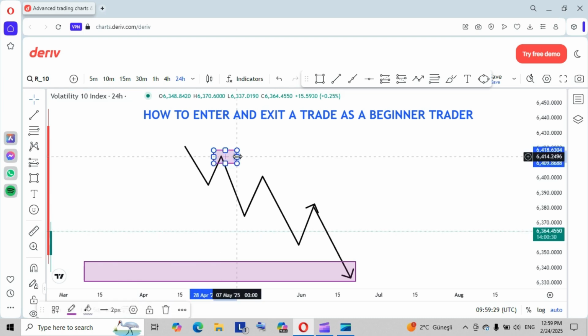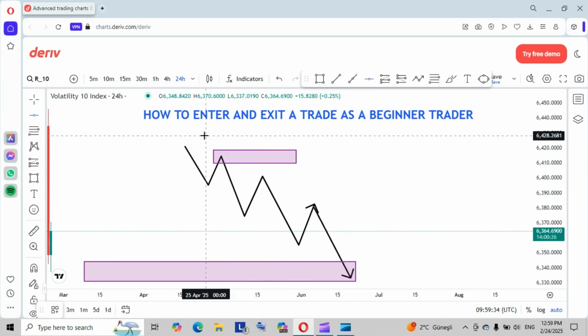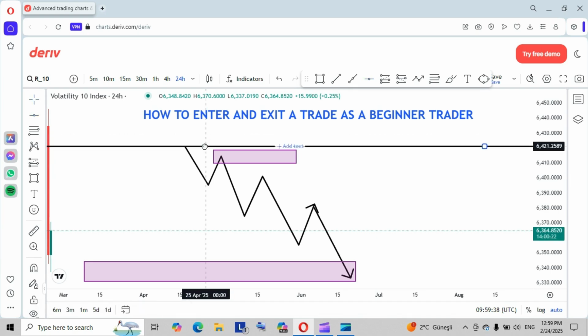All right, after your entry, let's say you enter here, your stop loss should just be above the previous high. Let's say this is the previous high. So this is where your stop loss needs to be, in case you are wrong. The market might just reverse and yeah, you are out. That's going to help save you a lot of cash.